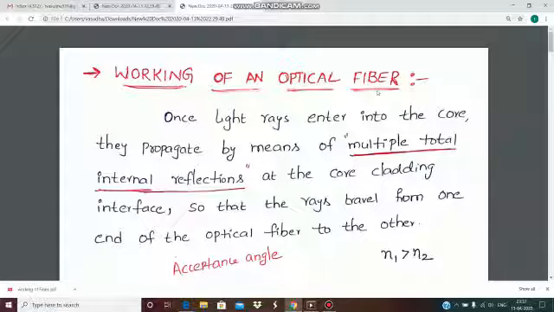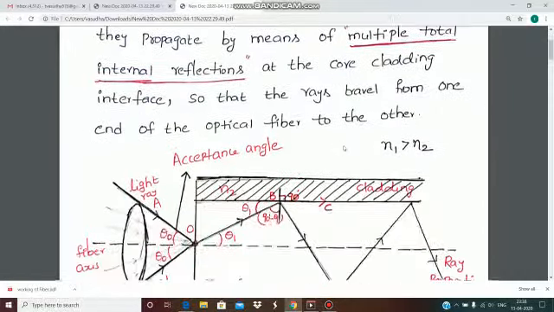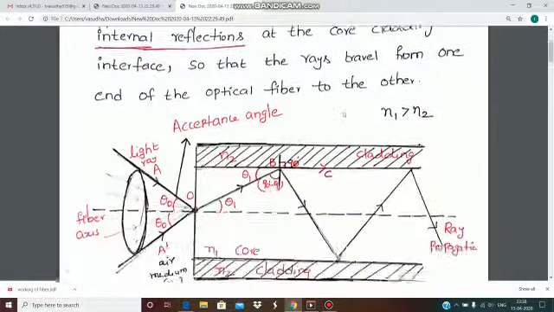Now, coming to the working of an optical fiber. How does a fiber work? How does light propagate from one end of the fiber to the other end? Already we know the principle of optical fiber. So, what is the principle of optical fiber? Total internal reflection. It means once light rays enter into the core, they propagate by total internal reflection at the core-cladding interface. To explain this, here it is the optical fiber.